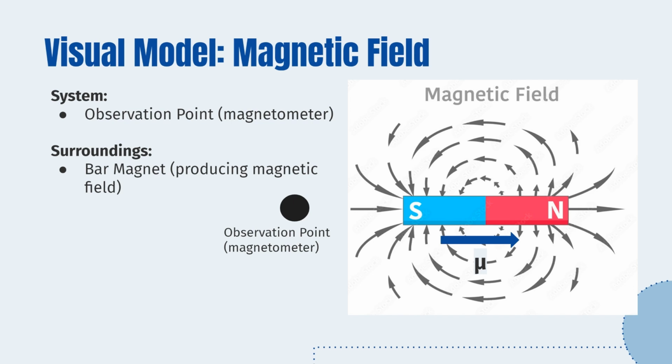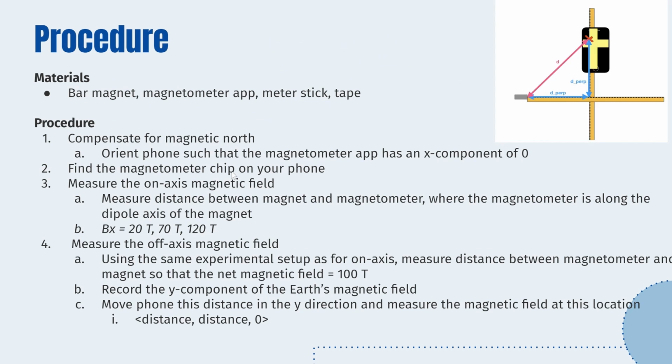And we set our system to be our observation point, which was our magnetometer or our phone, and the surroundings were the bar magnet, which was generating the magnetic field. So the procedure was, first we had to compensate for the magnetic north of the Earth, so we oriented our phone such that the magnetometer app had an x component of 0. Then we found the magnetometer chip on our phone.